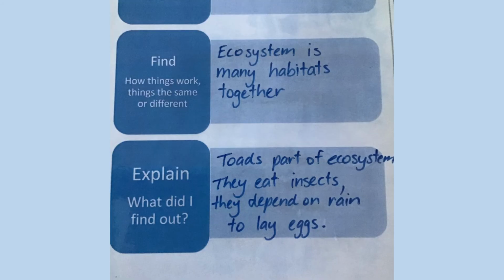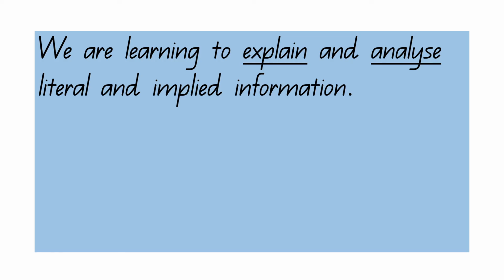So to explain what I've been reading about, all those facts and information about how things work, I can put them all together, make some connections and make an explanation. What I found out was that toads are part of an ecosystem. Now remember, that was all those little habitats together. And they eat insects, and they depend on rain to lay eggs. So those are the links that the toad has with the environment and the other ecosystems of other animals and non-living things.